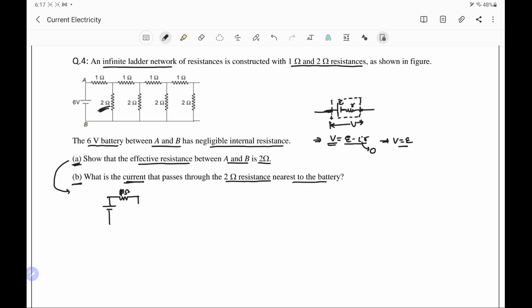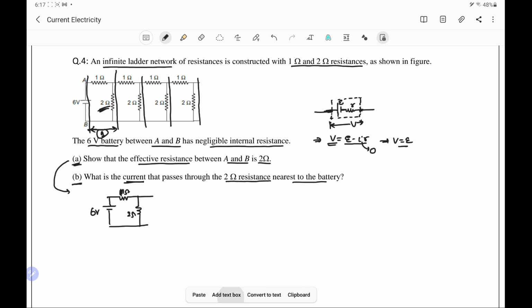Equivalent network. This is the 1 ohm, this is the 2 ohm resistor, and it is connected to the battery of 6 volt. Now, if we remove this part of the network from the infinite ladder, the other infinite ladder network has similar parts, each a combination of 1 ohm and 2 ohm. From this infinite ladder network we have removed one part of 1 ohm and 2 ohm resistance. That means what remains is again itself an infinite network.